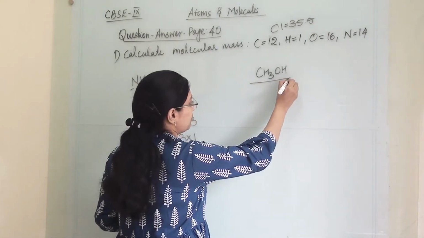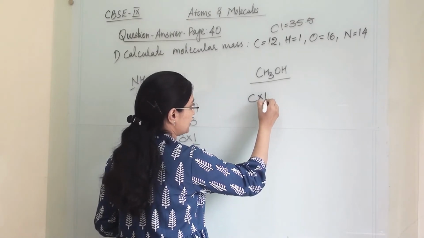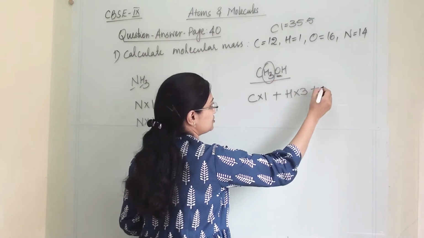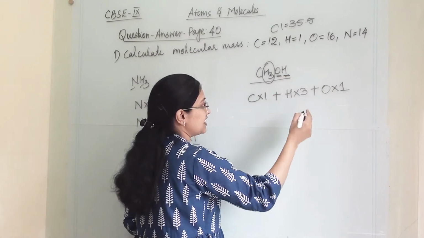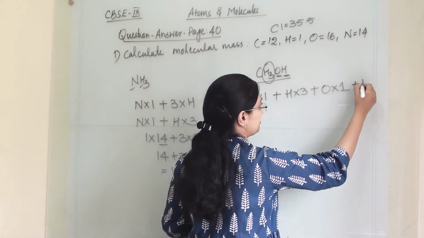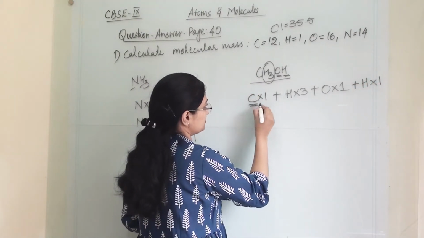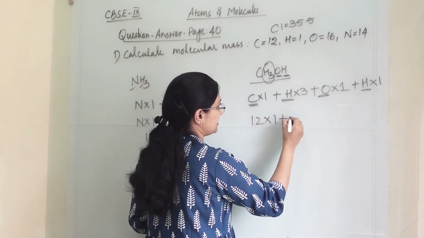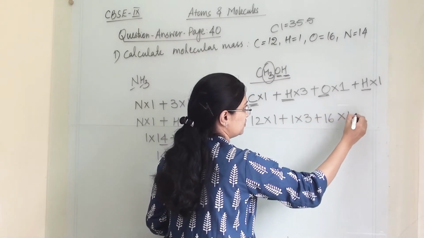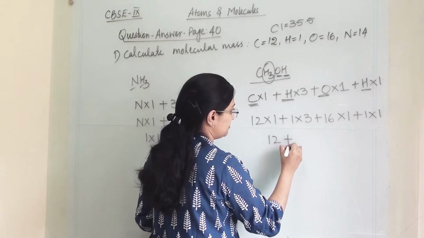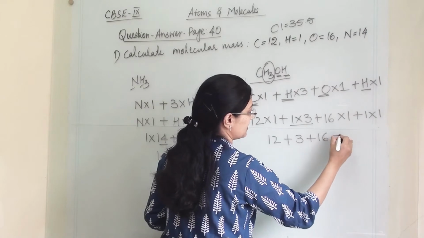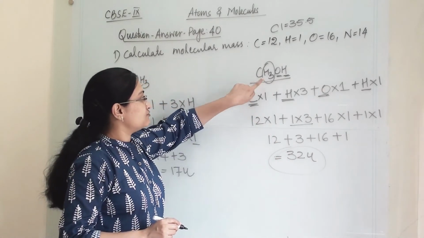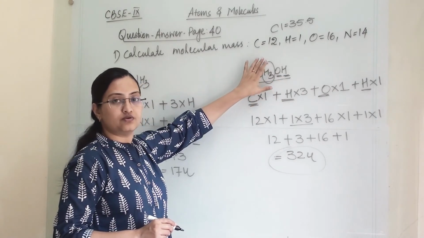Now CH3OH. In this 1 carbon is present. Then 3 atoms of hydrogen are present, so hydrogen into 3. Then 1 oxygen is there, so oxygen into 1. Then again 1 hydrogen is there. Either you can add it here as 4 or you can write it separately, hydrogen into 1. So here carbon, hydrogen, oxygen, again hydrogen. Here we are replacing their atomic weights. So 12 into 1 plus 1 into 3 plus 16 into 1 plus 1 into 1. So 12 plus 3 plus 16 plus 1. So it is going to be 32. So this is 32 molecular weight for CH3OH. This is methanol. This compound's name is methanol.